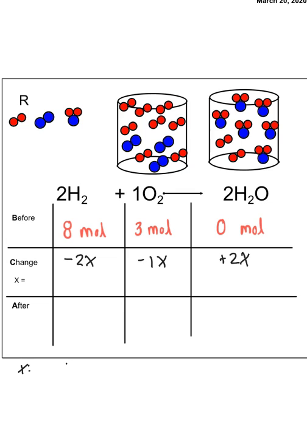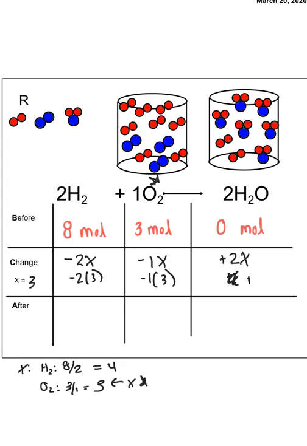Find my x down here. We take 8 divided by 2. That's 4. Sorry, that was my H2. And my O2 is 3 divided by 1. That's 3. So he's still x, and my superstar, minus 2 times 3, minus 1 times 3, plus 2 times 3. So that gives me 8 minus 6 is 2 moles. 3 minus 3 is 0 moles. And 0 plus 6 is 6 moles. Is it true that I made 6 moles of water and 2 excess left over of my hydrogen? Yes.